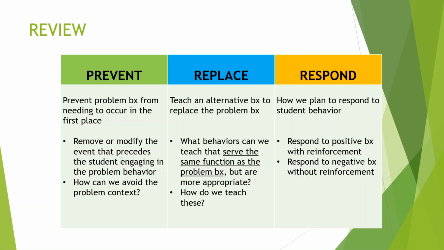Next, we want to think about replace. So teach an alternative behavior to replace the problem behavior. In order to replace, we need to think about what behaviors we can teach that serve the same function as the problem behavior, but are more appropriate. How do we teach these? Also, something to keep in mind with replacement behaviors is that ideally they are easier to do than the problem behavior, because if the more appropriate behavior is easier to do and easier to obtain the same function, it's more likely that the student will do it.